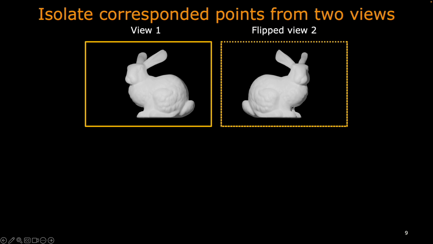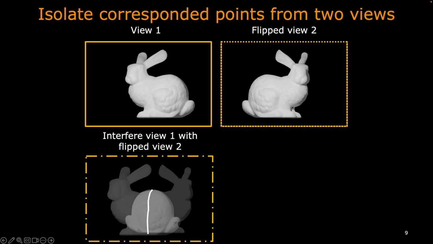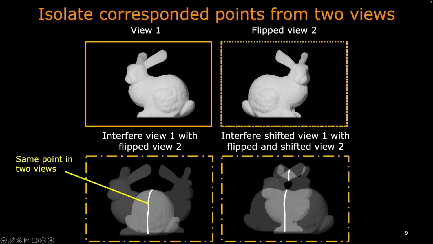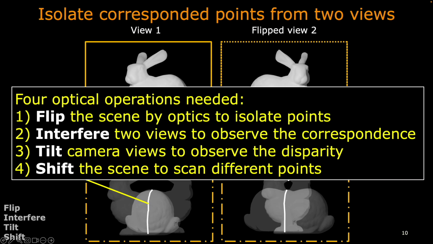One way to do it is to optically flip view 2 and interfere with view 1. So only the point overlapped with itself, as on a white line, can be interfered. It means we find correspondence in two views and thus can solve depth from disparity. If the overlay is shifted by a different amount, we can isolate different scans of points and find their correspondence. Overall, we need 4 optical operations: flip, interfere, tilt, and shift to fully reconstruct the 3D target. In the later slides, I will go over how to implement these 4 steps optically.